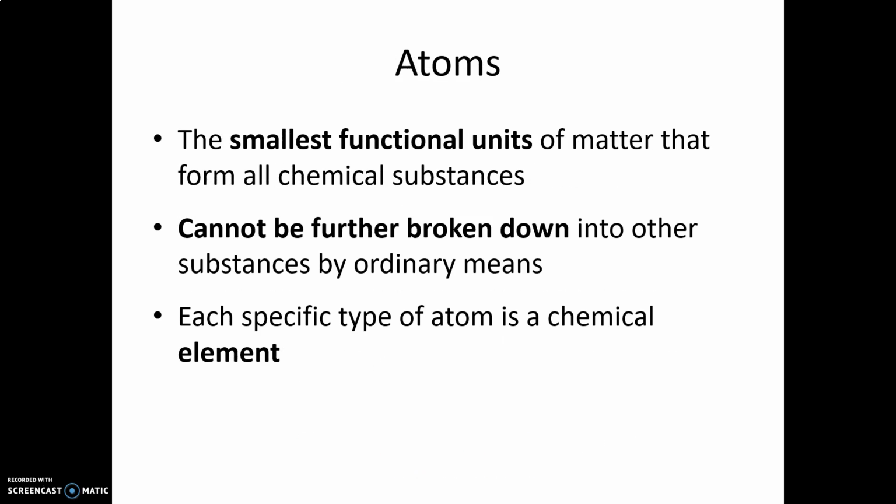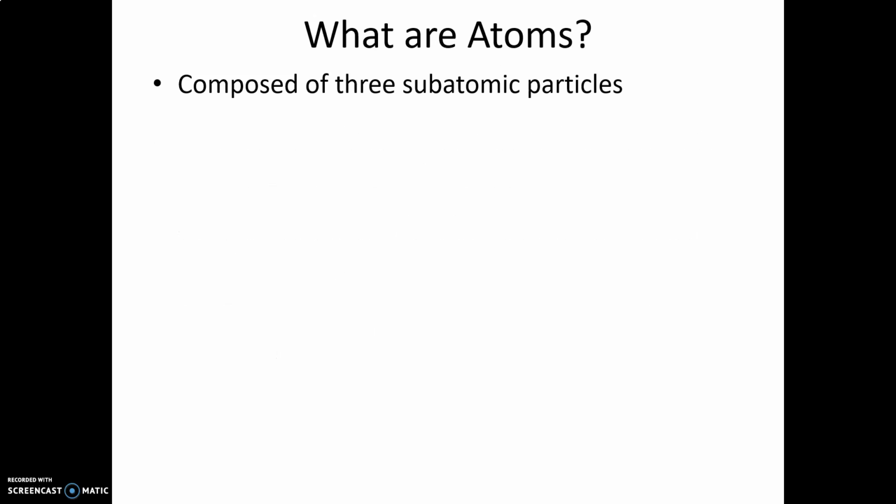An atom is the smallest functional unit of matter, all right? So matter is made up of atoms. Elements are made up of atoms. Matter then is made up of elements. Can't be broken down. Each type of atom is an element.